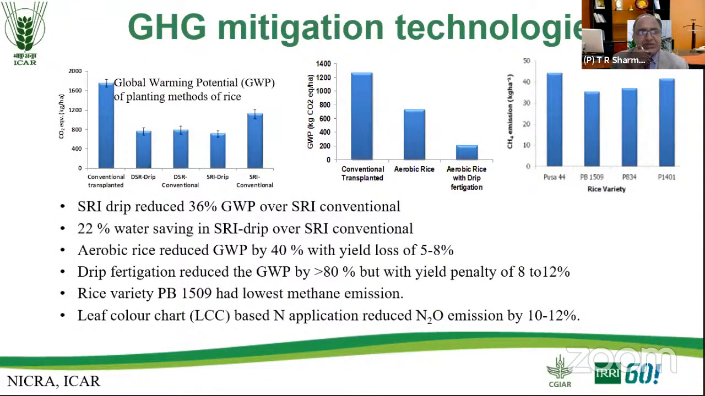Greenhouse gas mitigation technologies which we are using in the country include SRI drip, which reduces global warming potential by 36% and gives 22% water savings over SRI conventional methods. Aerobic rice reduced global warming potential by 40%, and similarly rice variety PB1509 had the lowest methane emission.